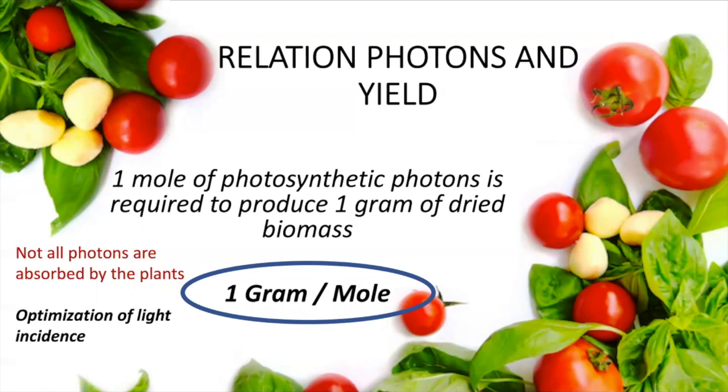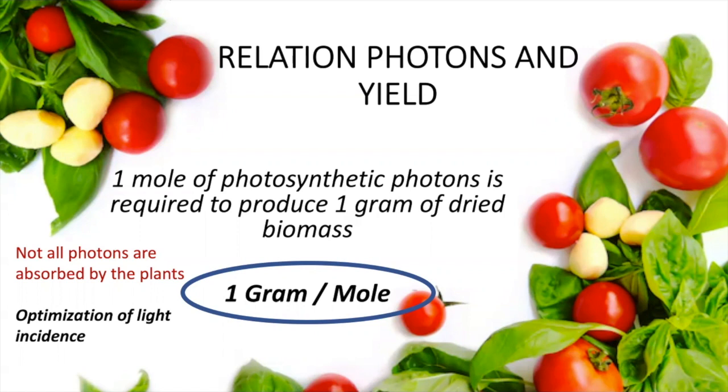We really need to optimize, mostly in indoor systems where artificial lighting is used, the use of light in the systems. We need really good light incidence over our plant. Depending on our system, we can optimize light incidence, but it's really hard, if not impossible, to have all photons emitted absorbed by our plants. When we understand how plants use light, we are able to analyze our system better.